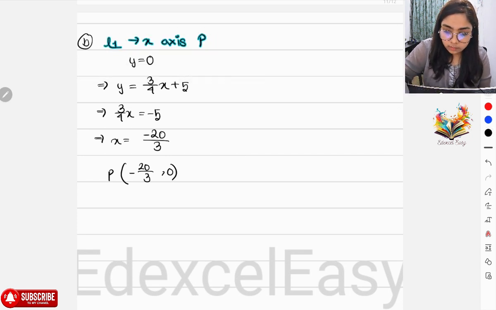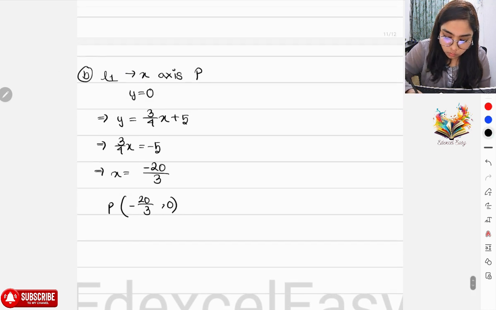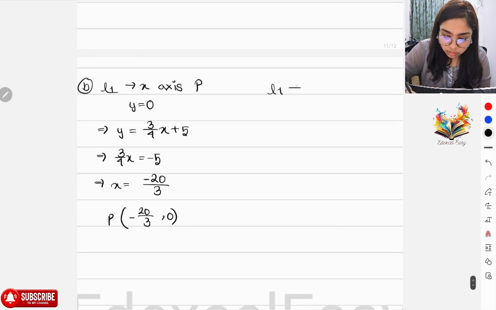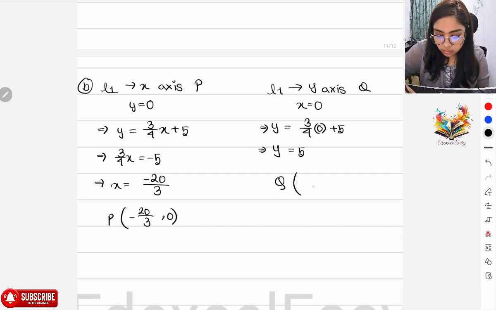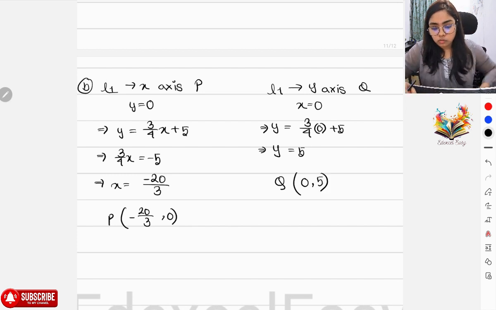And then it was also stated that L1 crosses the y-axis at point Q. So at the y-axis, x is 0. So now you can write y equals 3 by 4 times 0 plus 5, which will just be 5 over here. And from this part we can write Q is actually 0 and 5.